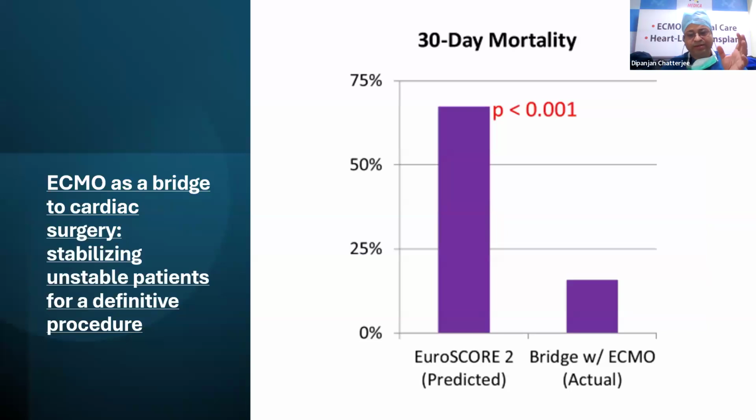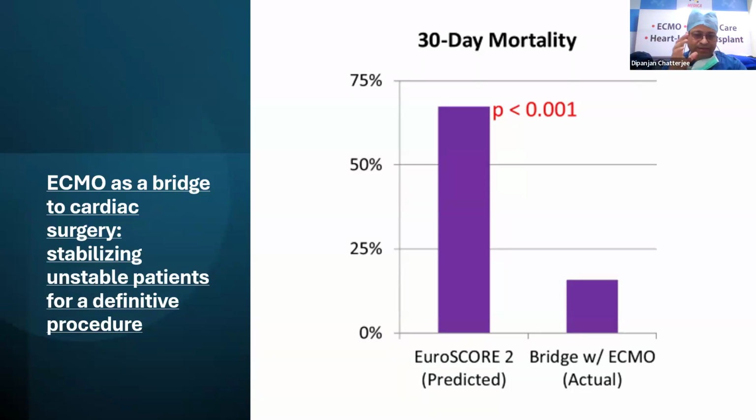And it has been found that if you take the EuroSCORE of these patients who went for surgery after stabilization on ECMO, the EuroSCORE was almost 67. That is, 67% of these patients will die if they are going for surgery. But once the patient has been stabilized on ECMO, bridged with ECMO and then taken, the mortality rate comes down to only 16% in these patients. So there is a significant improvement in mortality in these patients.